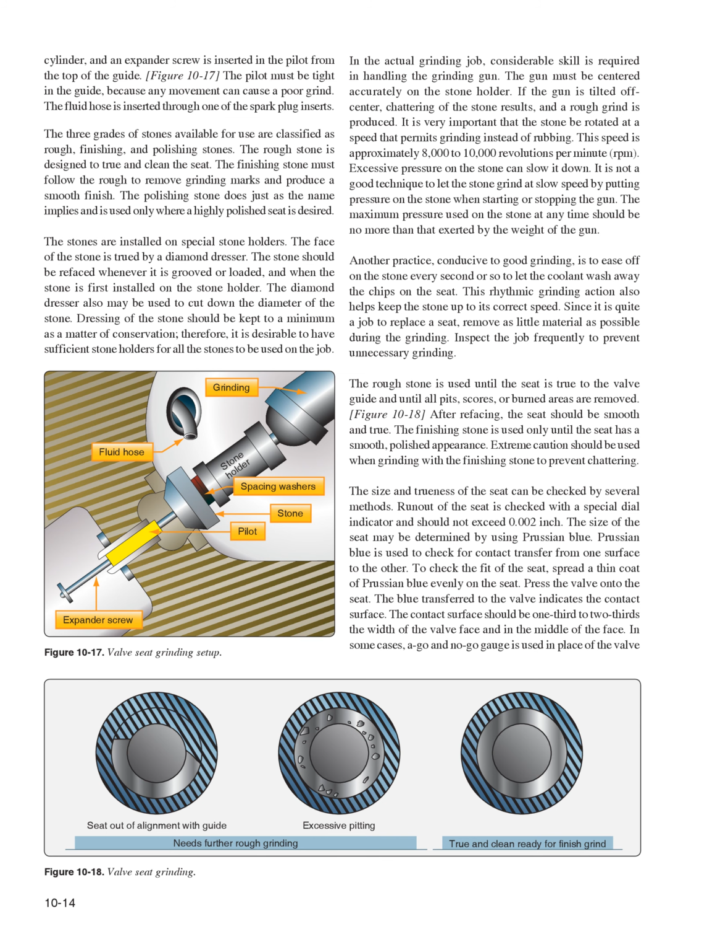The three grades of stones available for use are classified as rough, finishing, and polishing stones. The rough stone is designed to true and clean the seat. The finishing stone must follow the rough to remove grinding marks and produce a smooth finish. The polishing stone does just as the name implies and is used only where a highly polished seat is desired.